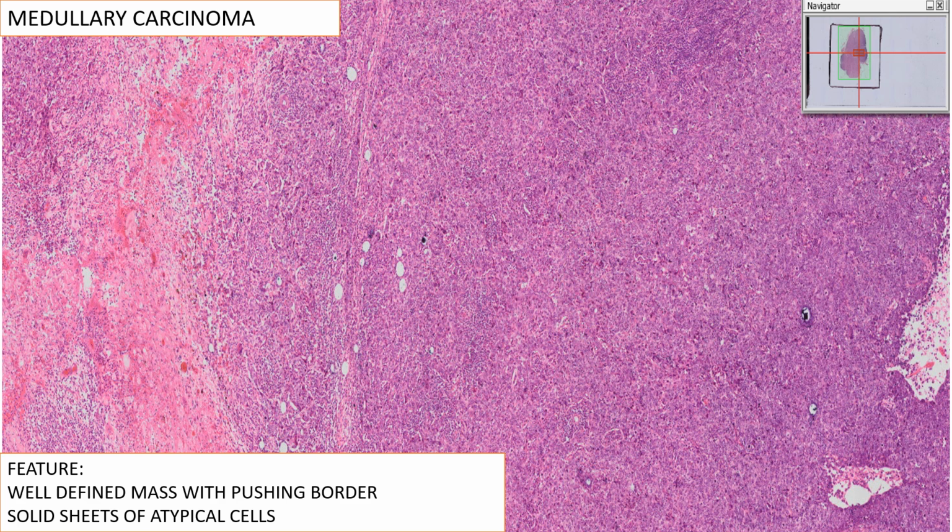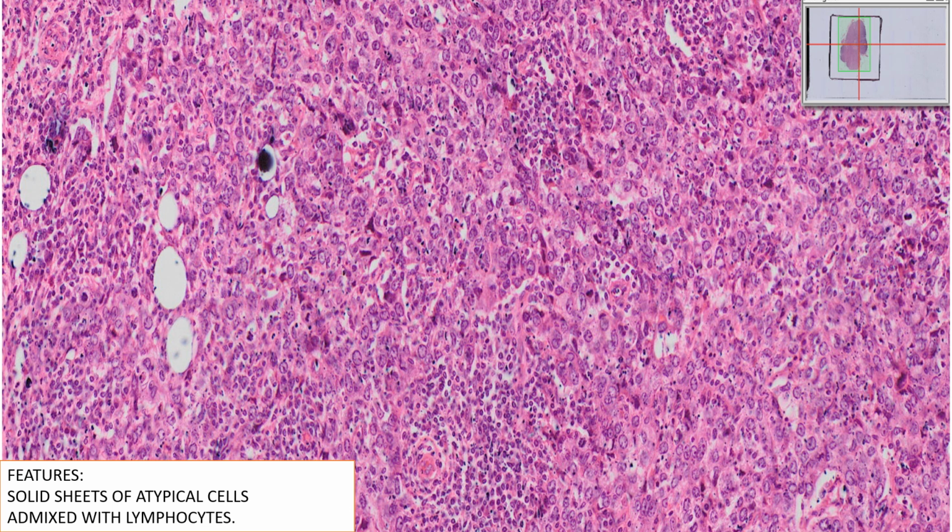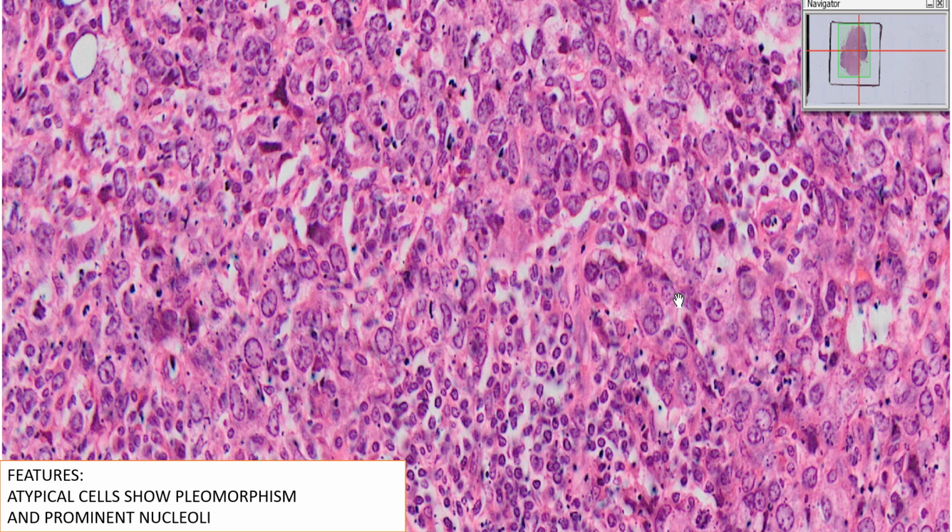Under the microscope, you may appreciate a well-defined mass with pushing border of solid sheets of atypical cells. Closely, we see the solid sheets of atypical cells admixed with lymphocytes. Again, the presence of lymphocytes is important in prognostication. Atypical cells also show pleomorphism and prominent nucleoli.